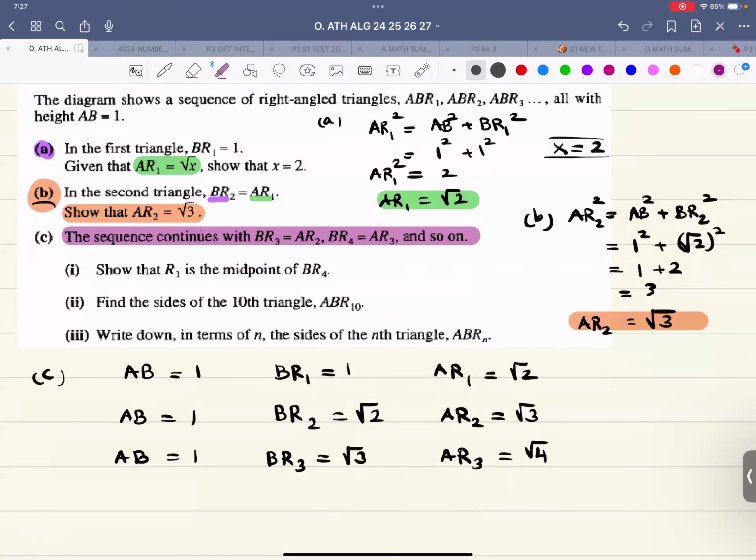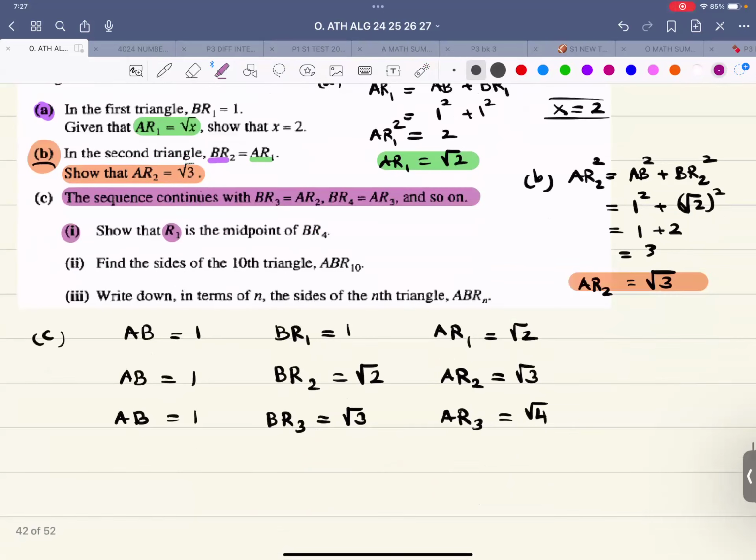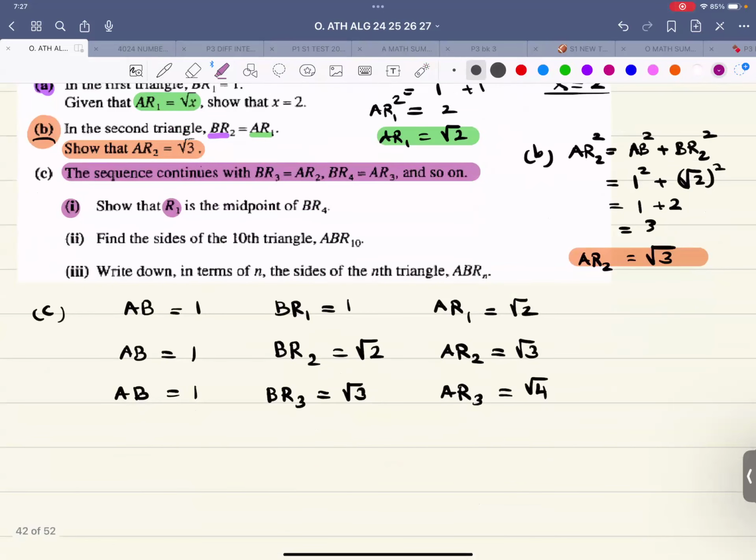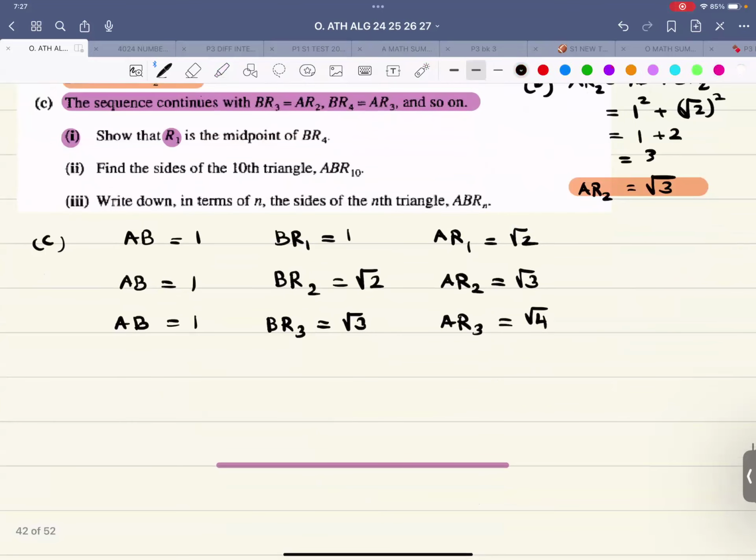They're first asking us to show that R1 is the midpoint of BR4. So what should I do? I think let me draw a line like this, and let me just draw it over here. So this is A. And then AR1 is root 2, AR2 is root 3, AR3 is root 4. So let's say this is R3 and AR3 is root 4.